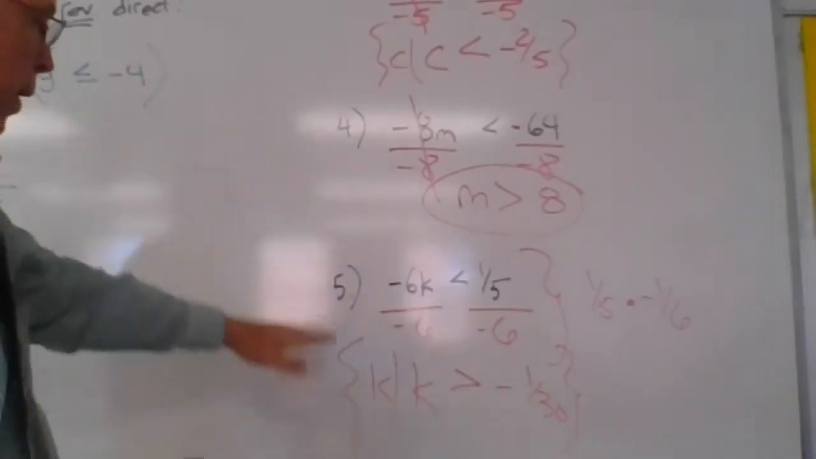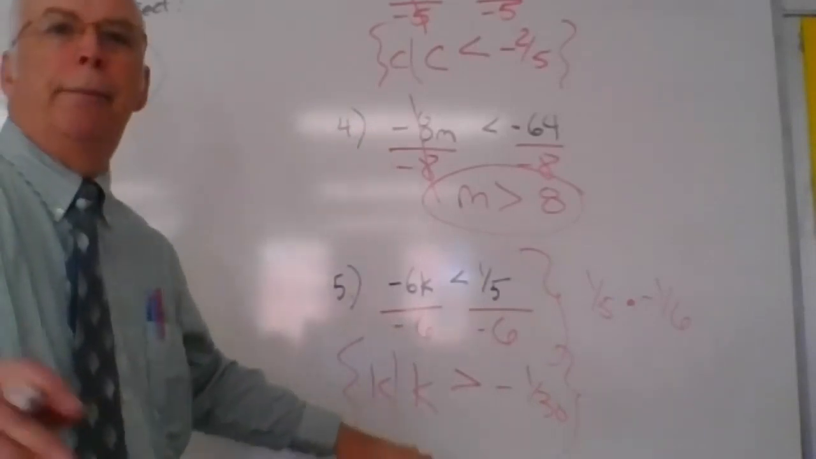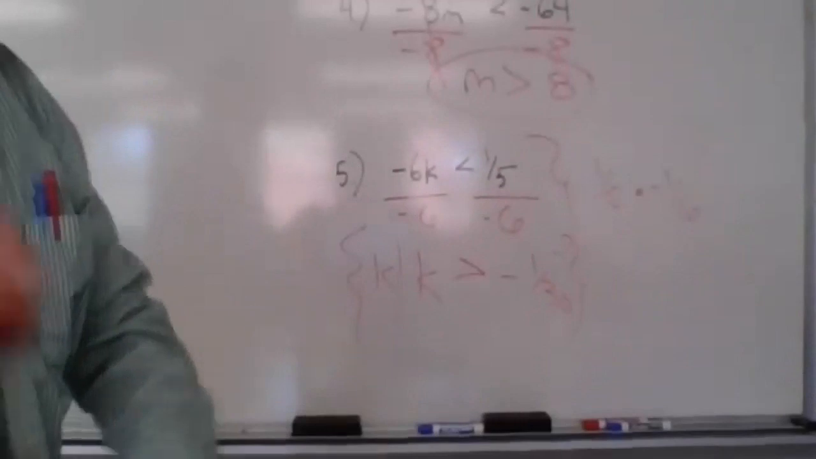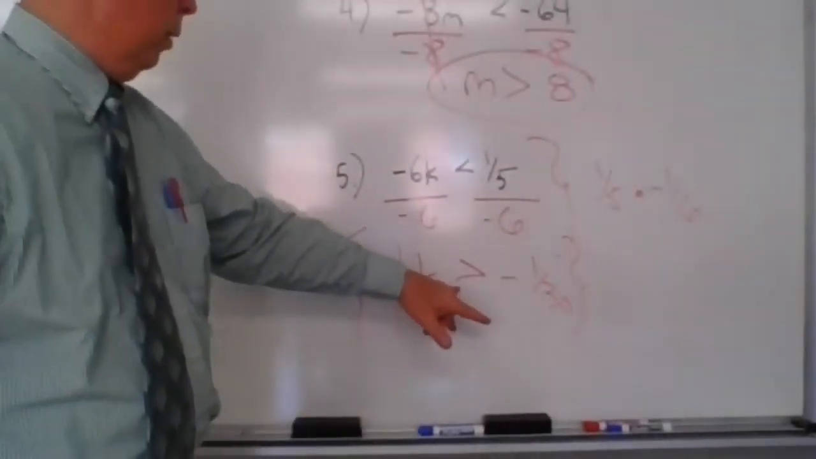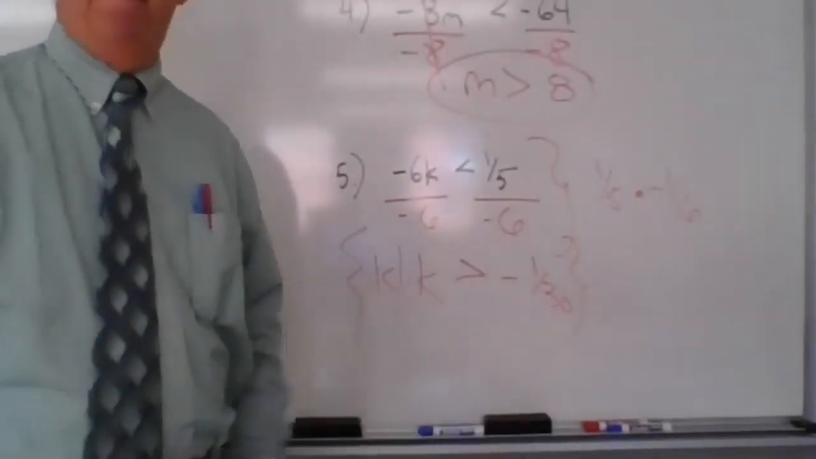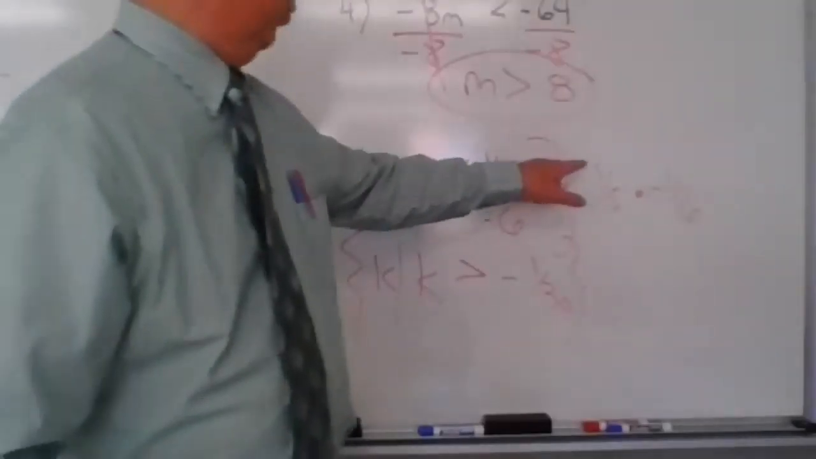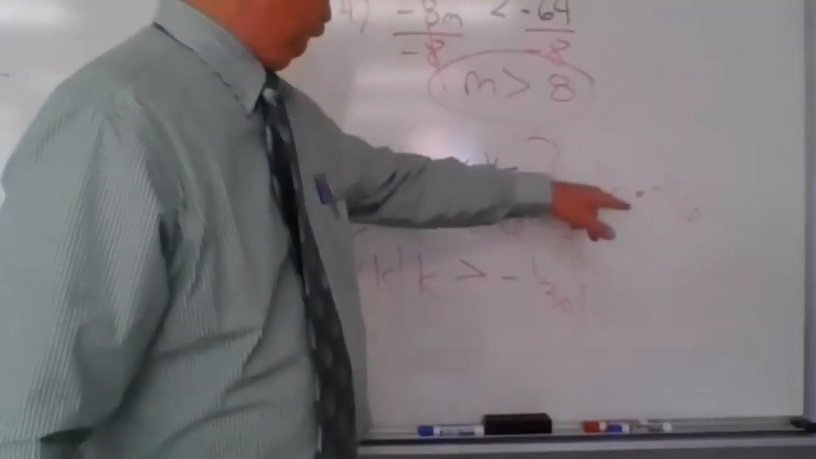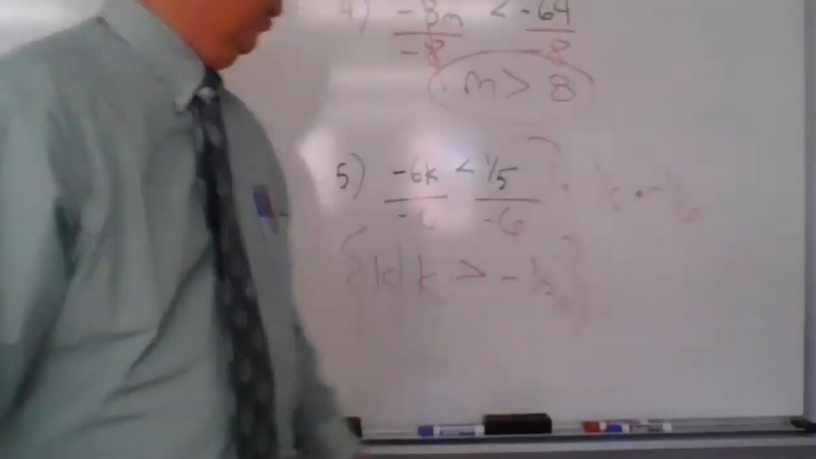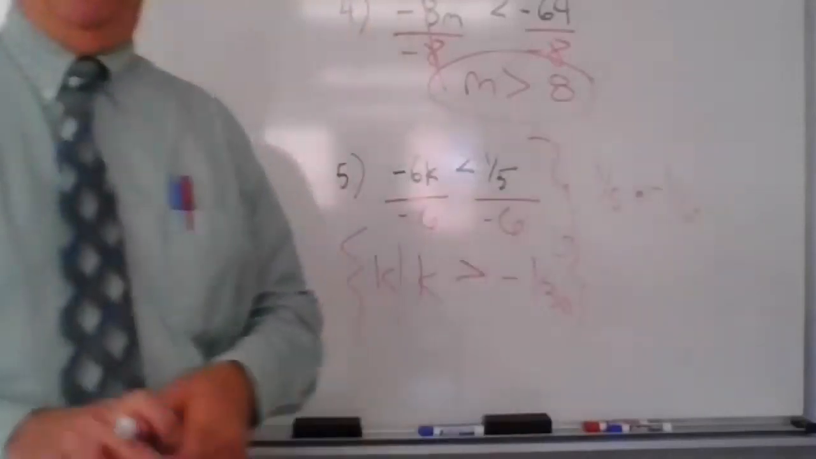So your final answer is k such that k is greater than -1/30. Wait, so would 1/3 work, or no? It has to be 1/30, because 1 times 1 is 1, and 5 times 6 is 30. Actually, 5 times -6 is -30.